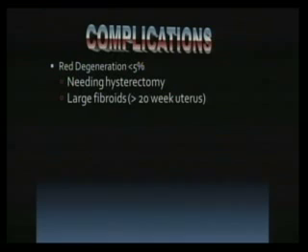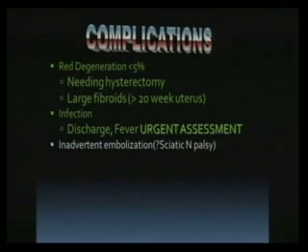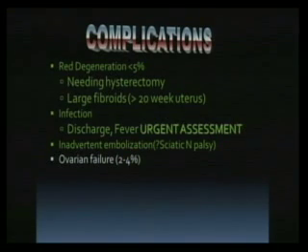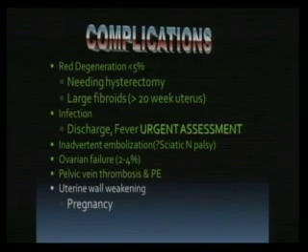Complications: red degeneration in less than 5%. This is usually in large fibroids. Infection, inadvertent embolization, you could produce sciatic nerve palsy, but the occurrence is less than 0.5%. Ovarian failure in 2 to 4%. Pelvic vein thrombosis and PE about 0.4%. So there should be stockings used to prevent the occurrence of pulmonary embolism and thrombosis during the confinement. And then the concern for weakening of the wall of the uterus during pregnancy.